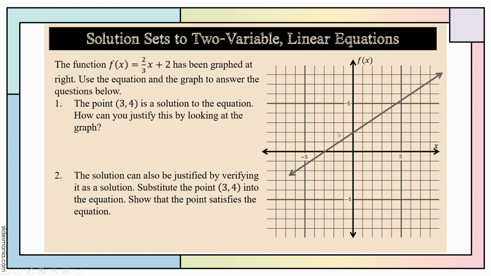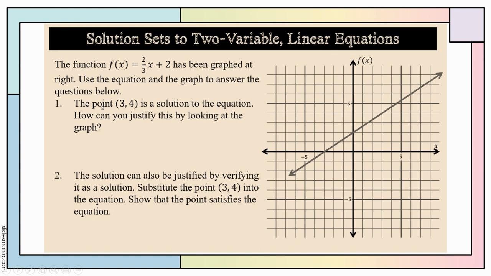In this graph right here, we have the function f of x equals 2/3 x plus 2. This is the graph of that. And we're going to discuss how we get all of the points that are on this graph from that equation. So the key thing to know is that any point that is on this line will make this equation true, or we would say it satisfies the equation.